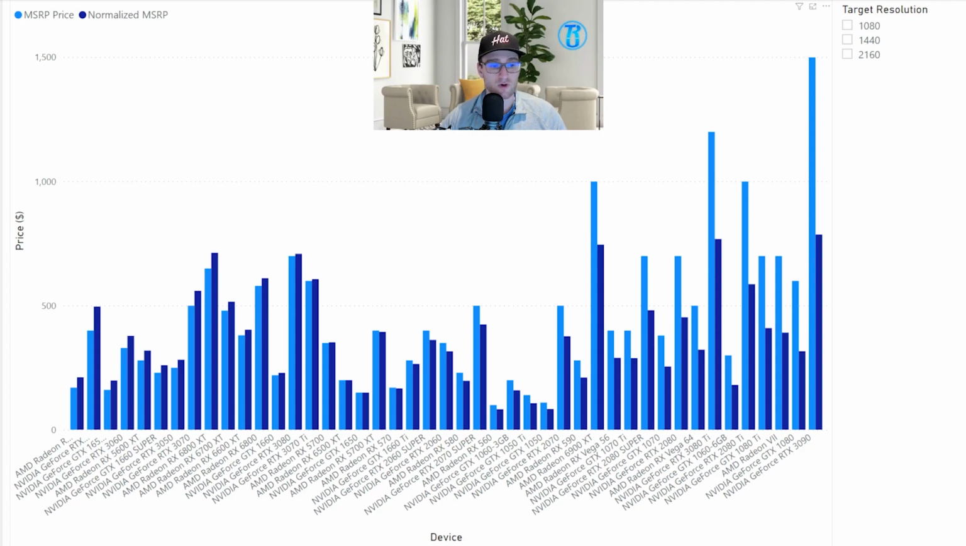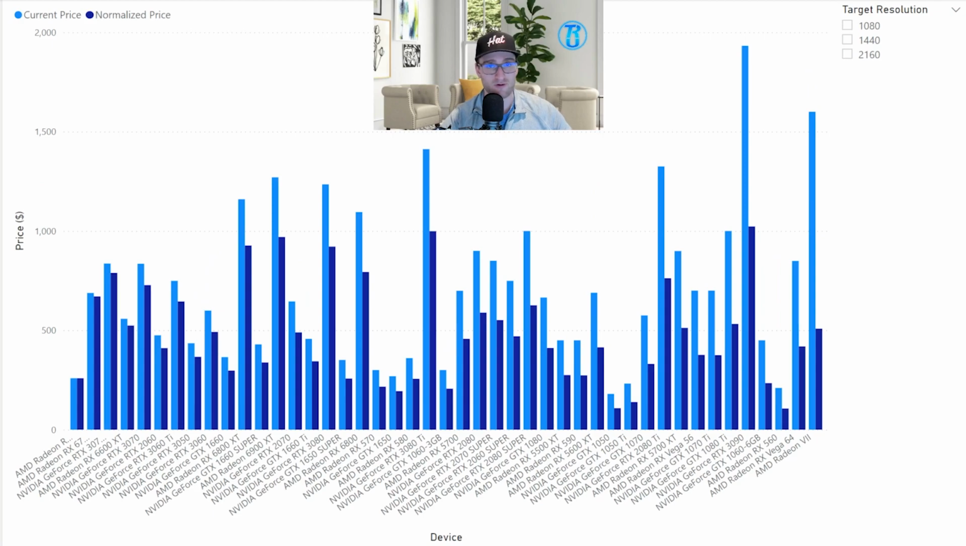But if we jump over to best price to performance just based on current price and not based on MSRP, now we see our Radeon RX 6500 XT followed by the 6700 XT, 3070 Ti, 6600 XT. So the closer that these two bars are for each card, the light blue and the dark blue, the better the price to performance is on that card. But you can see that there's definitely all these different fluctuations because all these cards are priced differently. The higher the price, the higher the performance.